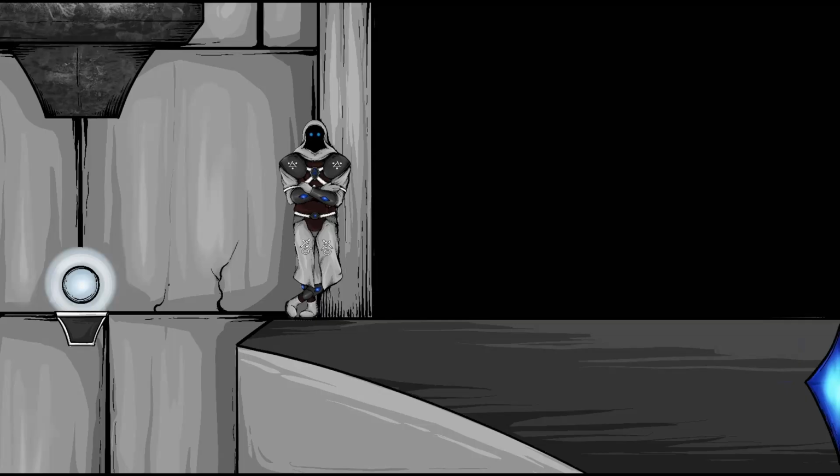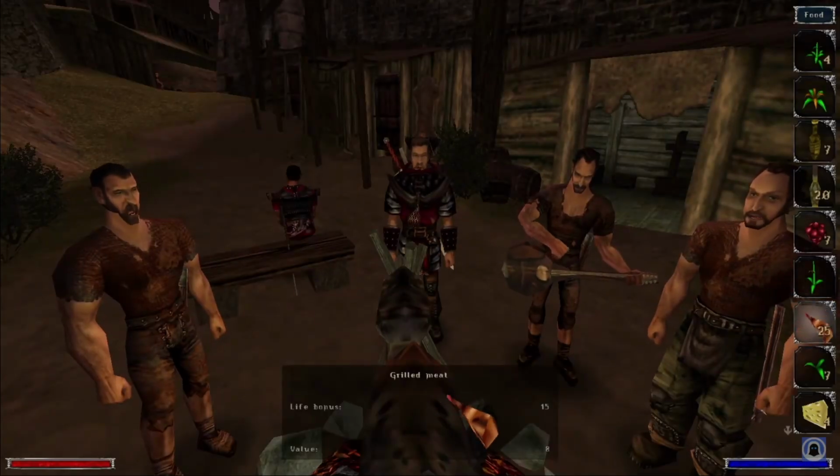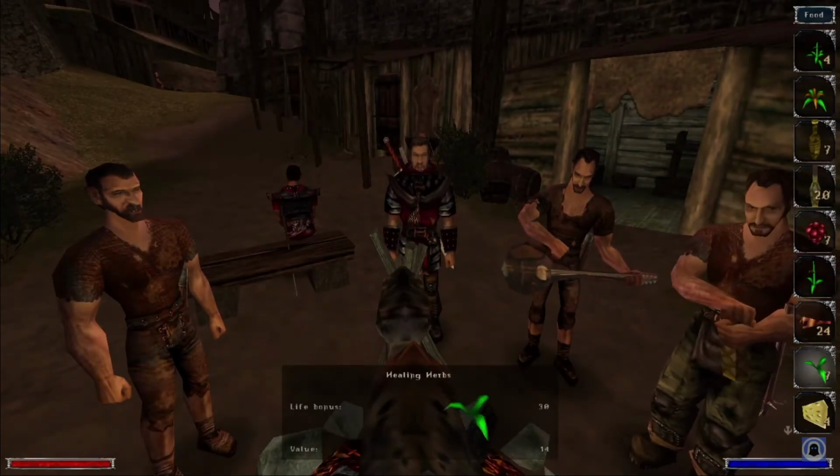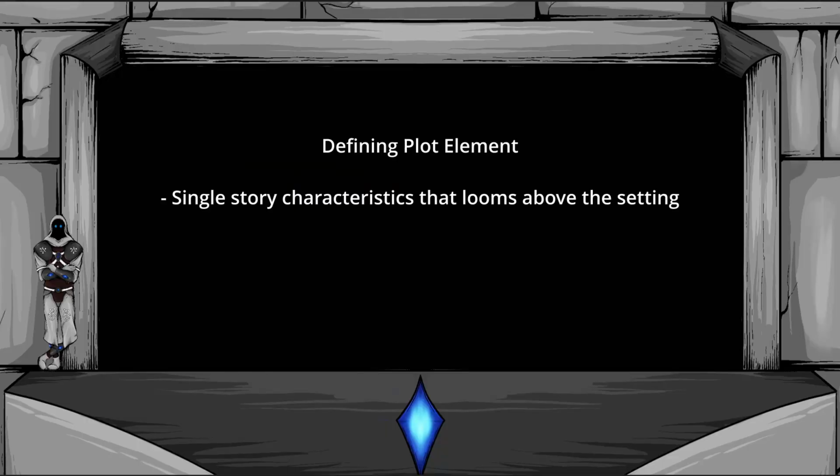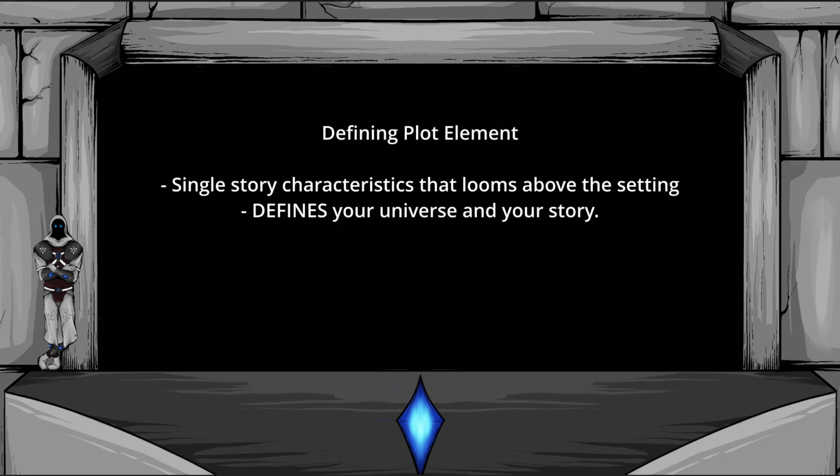To begin with, let's simply explain what the defining plot element is. I briefly mentioned it in my first Gothic video, but never went into too much detail. So, a defining plot element is a single characteristic of a story that looms above every other element in the setting. It isn't just center stage, it defines your universe and your story.